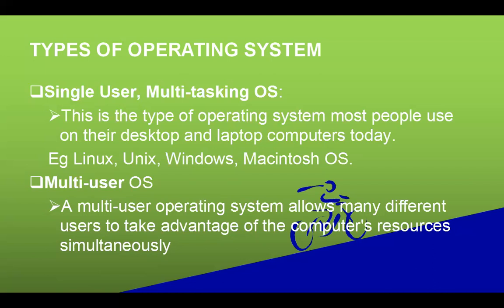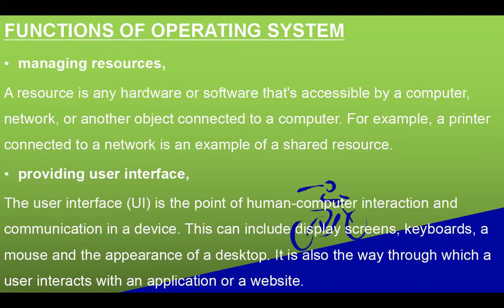The other one is the multi-user OS. A multi-user operating system allows many different users to take advantage of the computer resources simultaneously, such as the controlling of the hardware and the working in total of the system. So those are the four types of operating system.